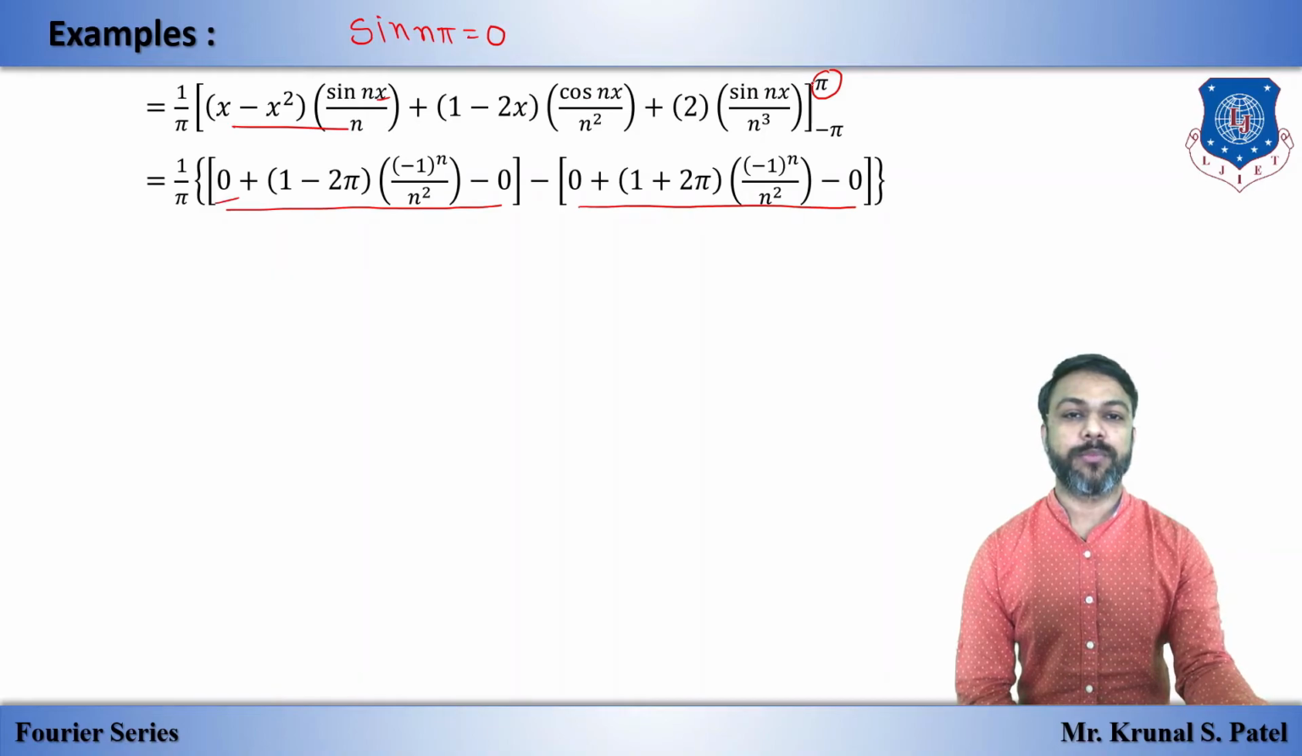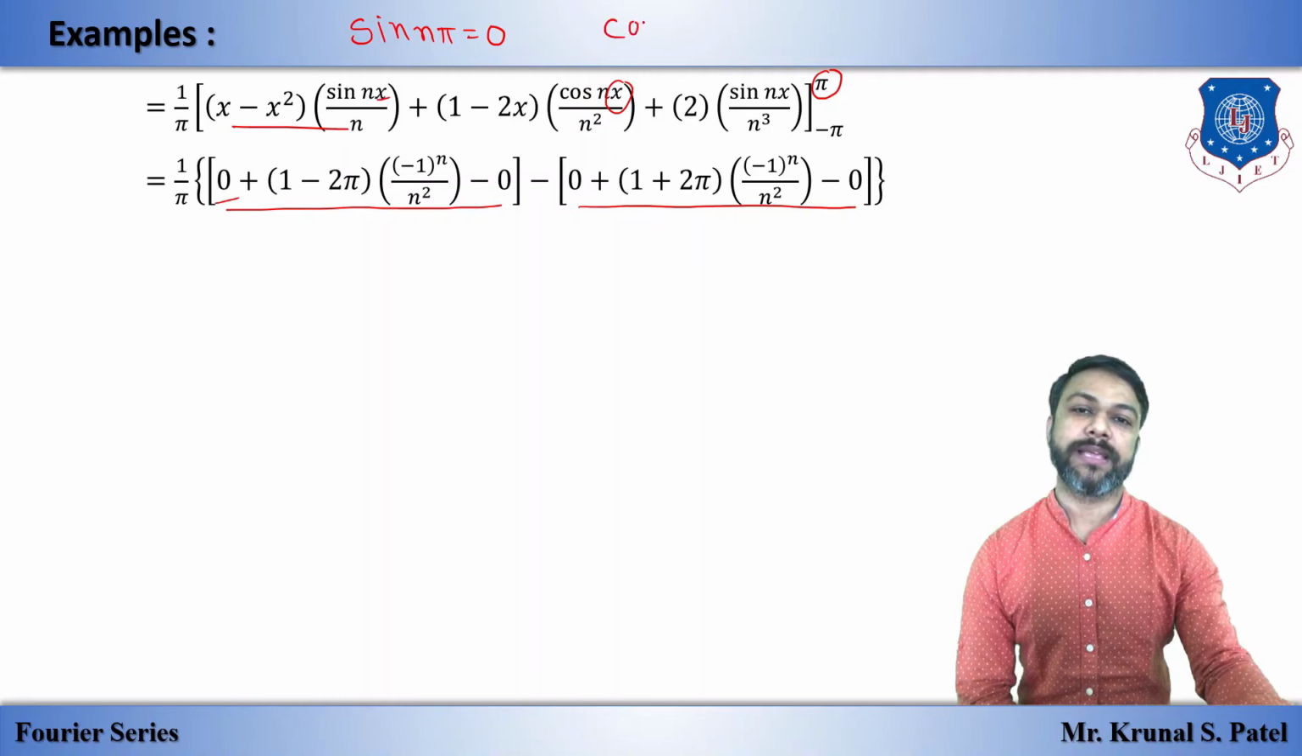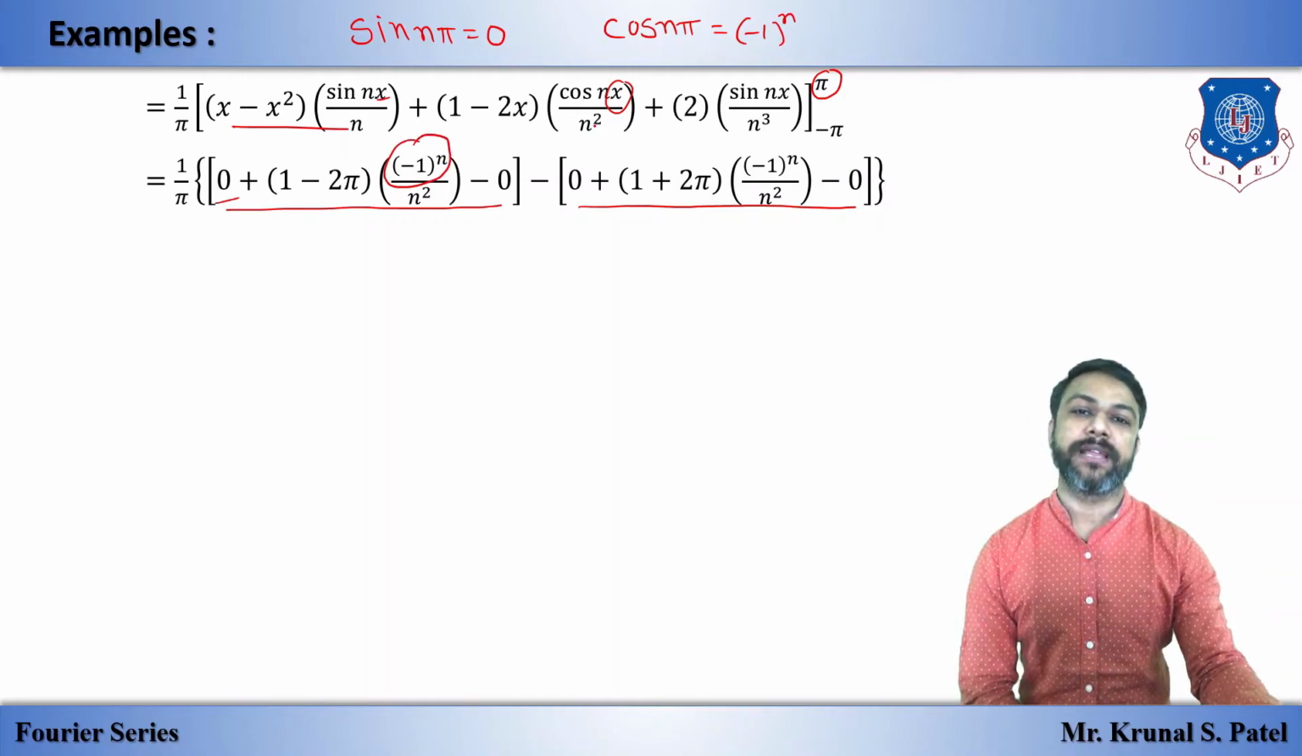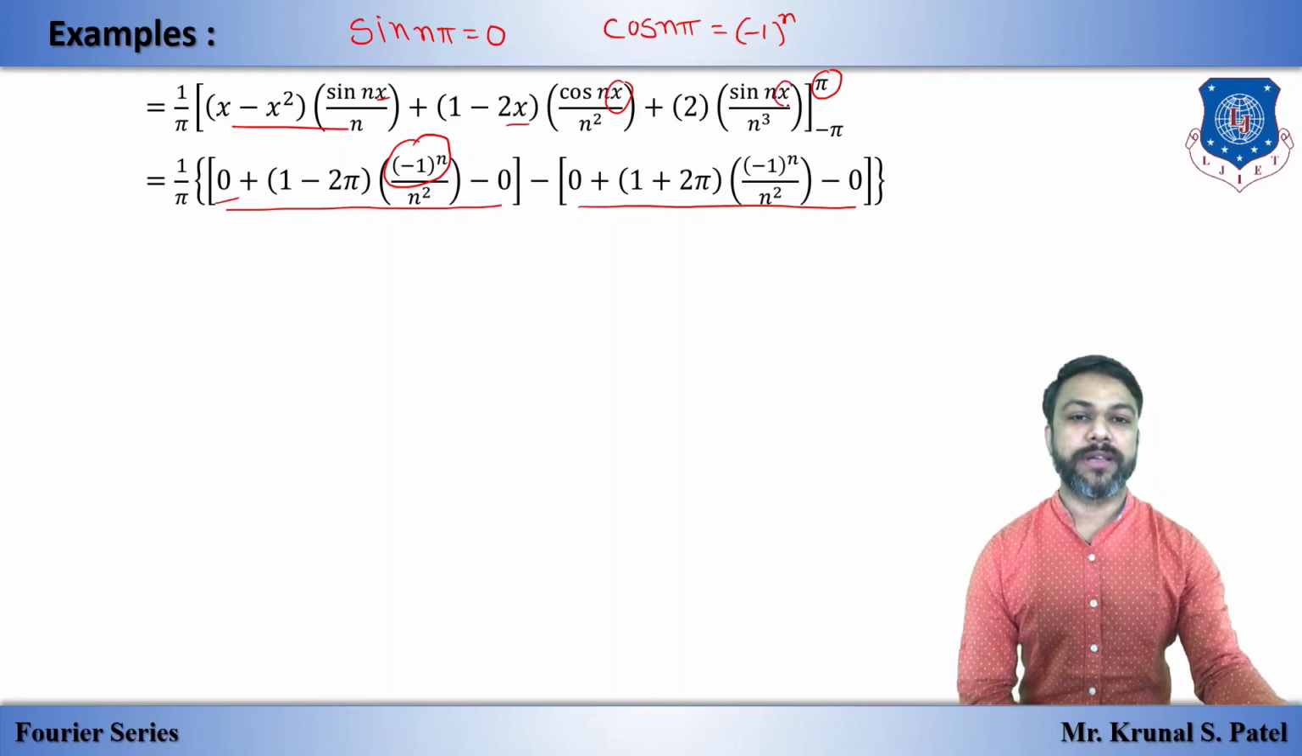Similarly, if we put pi here, cos n pi, and we know the value of cos n pi is, as I gave in the prerequisite formulas, minus 1 raised to n. So we put minus 1 raised to n, divided by n square as it is, and put pi here. So we have 1 minus 2 pi. And if we put it in the sine term, it is 0.